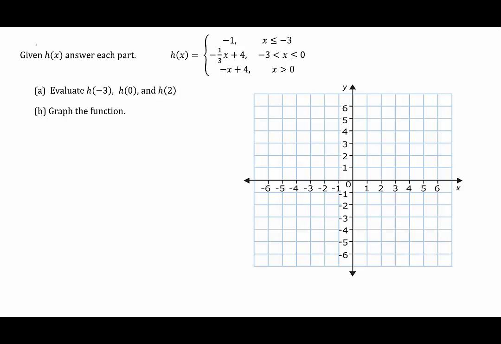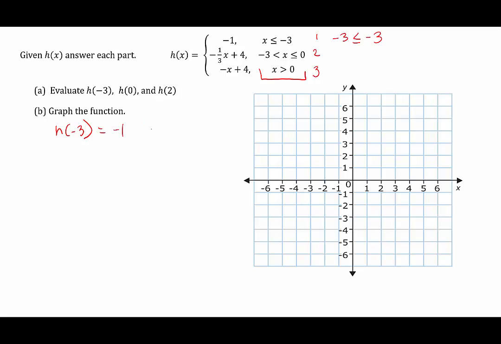Let's start with part A. We want to evaluate h of -3, h of 0, and h of 2. I'm going to go ahead and just label these. My top piece, I'm going to call piece 1, piece 2, and piece 3. Okay, so we're starting with h of -3. So where does -3 fit? It fits in the top piece because -3 is less than or equal to -3. So plugging in, we don't actually have to plug in, there is no x, so it's just -3.